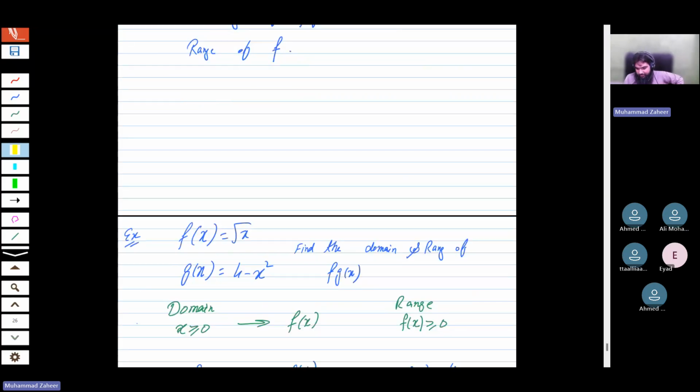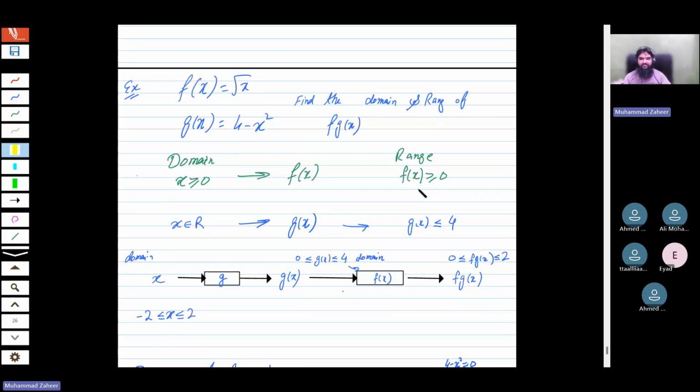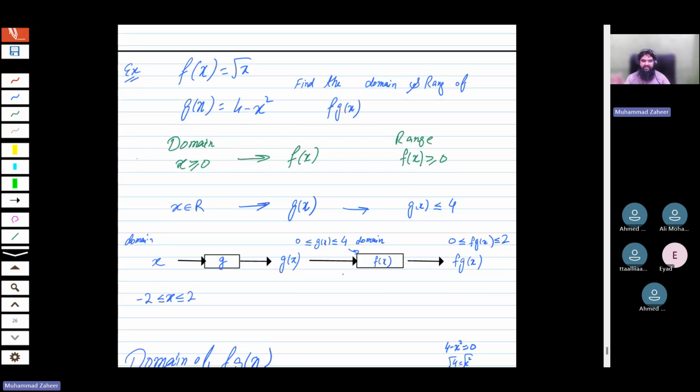Okay, it's going to look like a difficult one, but they are going to be very easy if you have a strong grip on the domain and the range of the simple functions. What you have to do if the examiner gives you any two types of functions is first find the domain and range of the first function, and the domain and range of the second function.